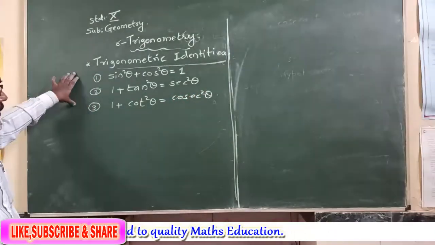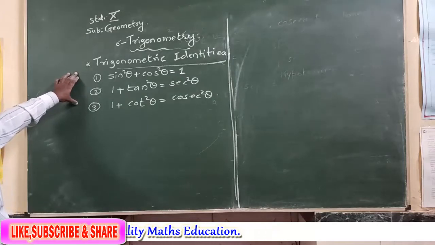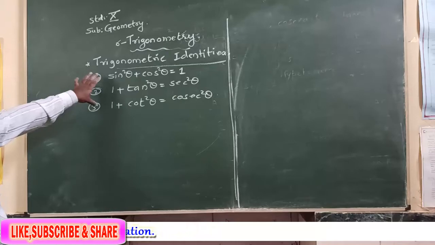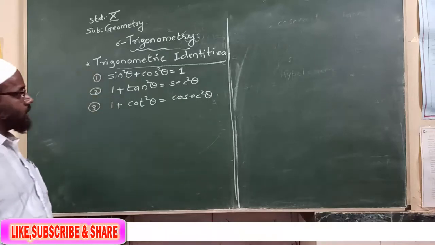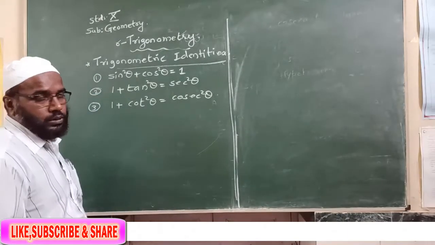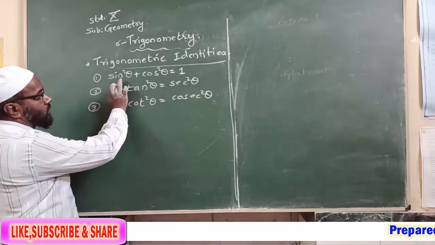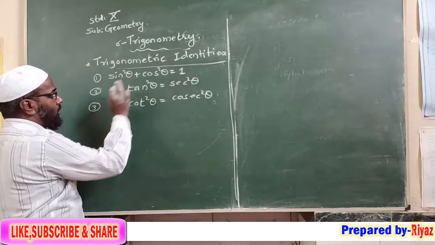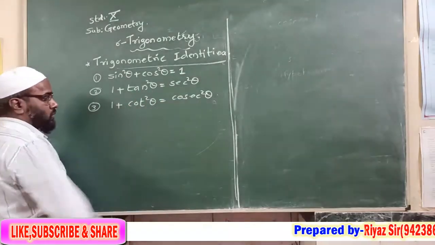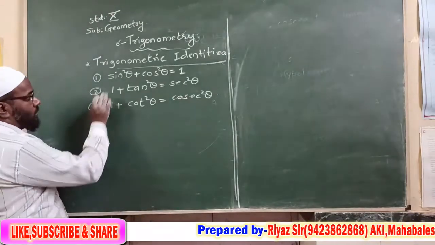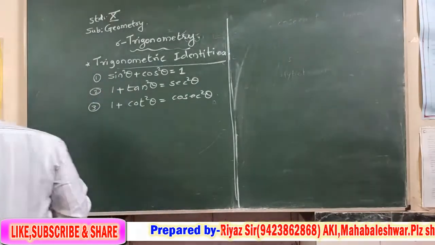So these are the 3 trigonometric identities. Very important identities, because by using these formulas we have to solve practice set 6.1. Okay, so remember these formulas. Sin square theta plus cos square theta is equal to 1. 1 plus tan square theta is equal to sec square theta, and 1 plus cot square theta is equal to cosec square theta. Now we will see the proof for each identity.